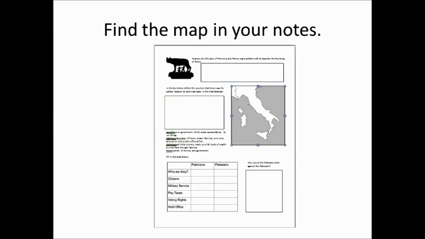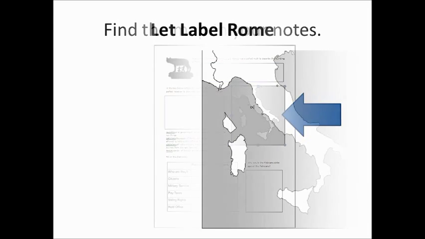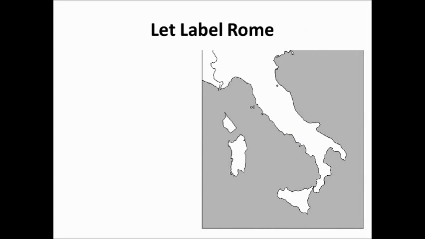Okay, so the first thing that we're going to do is find your map, and it's right here on your notes. That's page 2 of your notes, and we're going to label your map right here. Okay, so this is the map, and we're going to start off by labeling the Italian peninsula, and you can do this however you want, and remember you can pause the video as many times as you need to. This is the Italian peninsula right here.